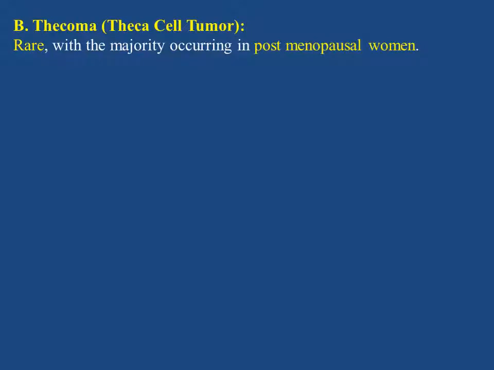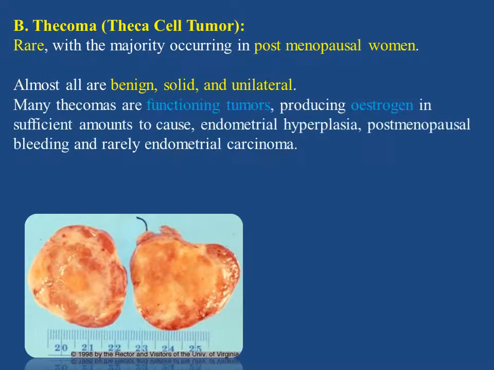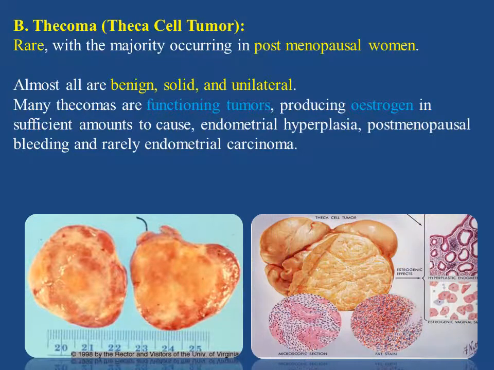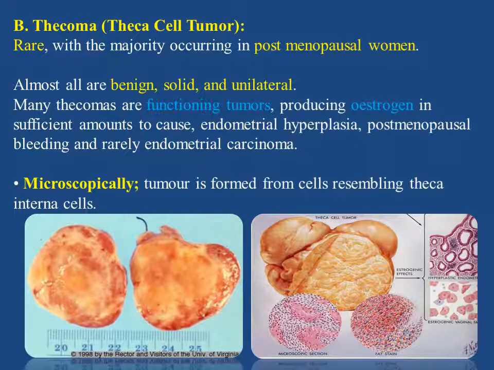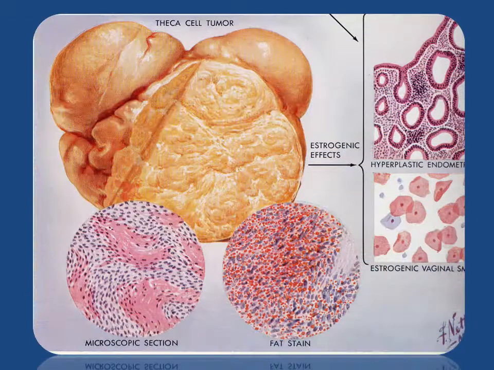Then the thecoma, or theca cell tumor. This is again a rare tumor, occurring in postmenopausal women. Again, it's benign, solid, and unilateral, and they are functioning tumors. They can produce estrogen, even to cause endometrial hyperplasia or postmenopausal bleeding, and rarely endometrial cancer. And microscopically, the tumor is formed of cells that mimic the theca cells. This is the theca cell tumor with the estrogenic effect. It shows hyperplastic endometrium and estrogenic vaginal smear.